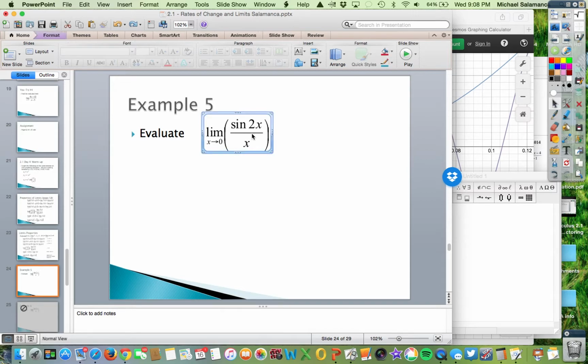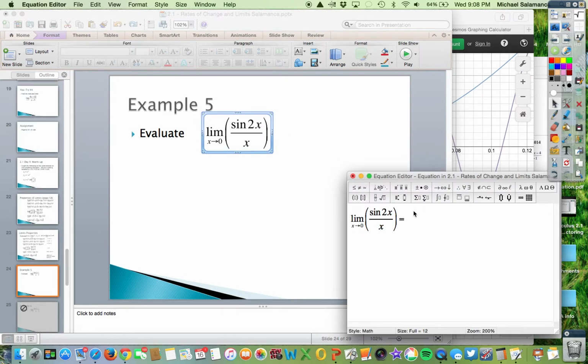So what I'm saying here is, because we have sine 2x divided by x, anytime we look at that limit as x approaches 0, it should really be the number next to the x divided by 1. So let's take a look at another example of that. If we have the same function, and this time we change it to sine of 3x divided by x, the limit would be 3 divided by 1.